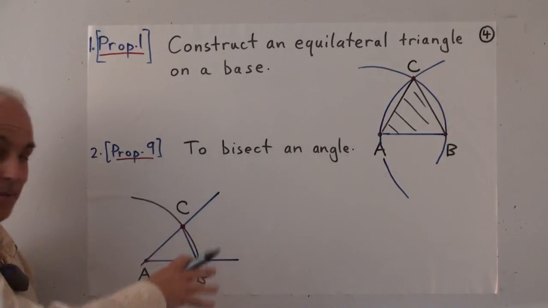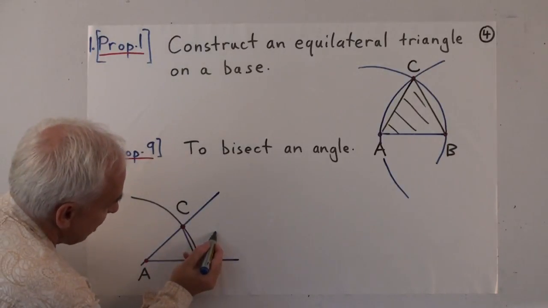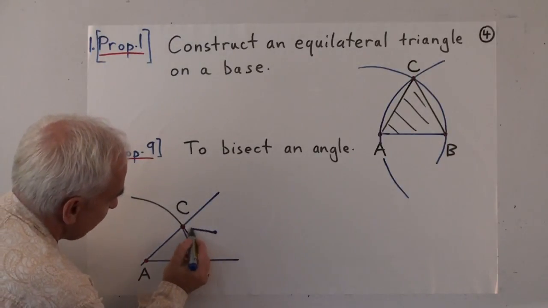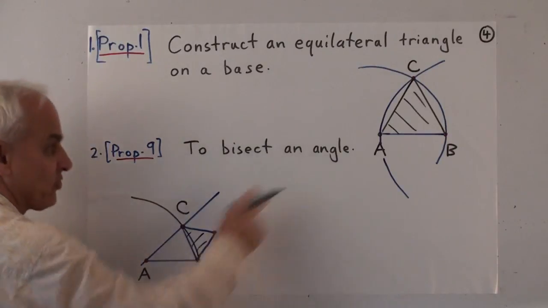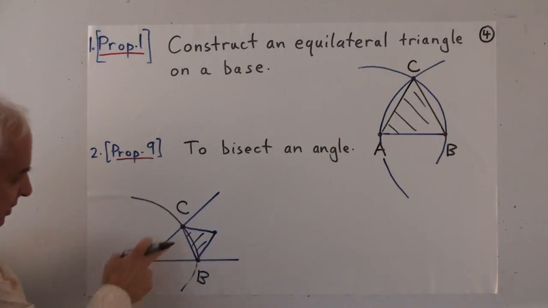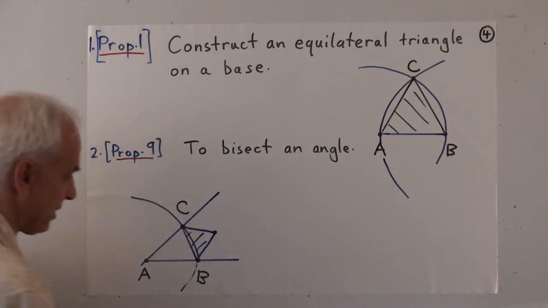So I'm not going to iterate that. I'm going to assume we already know how to do that. So we're going to construct an equilateral triangle, perhaps something like this. All right, that's an equilateral triangle constructed just like we did over there with the base BC. So we're going to get this third point out here somewhere.